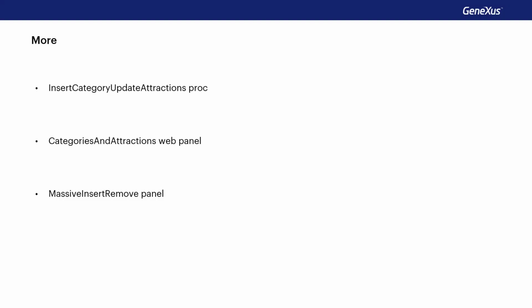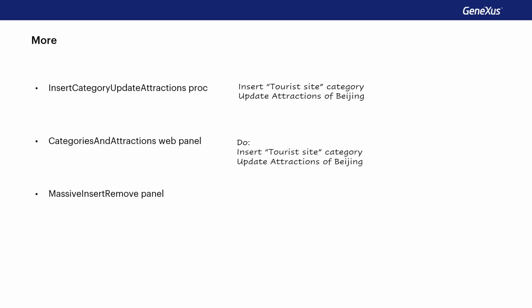In the following video, we'll apply everything seen here in an example. You may skip it, except for the final part, because there, we'll implement again the procedure created here so that it inserts a new tourist attraction category, tourist site. We'll change all the Beijing attractions that had the monument category and assign it the new one. We'll see how to do this through an interactive web panel, which offers to do the above, but also to undo what was done, leaving everything as it was.